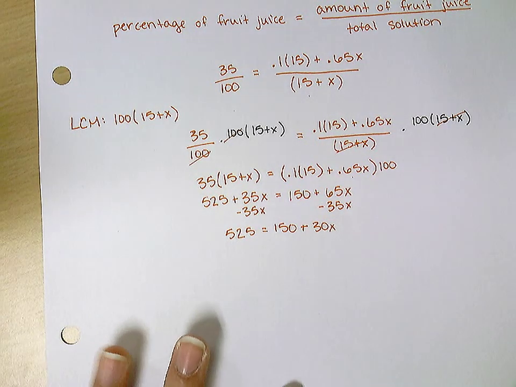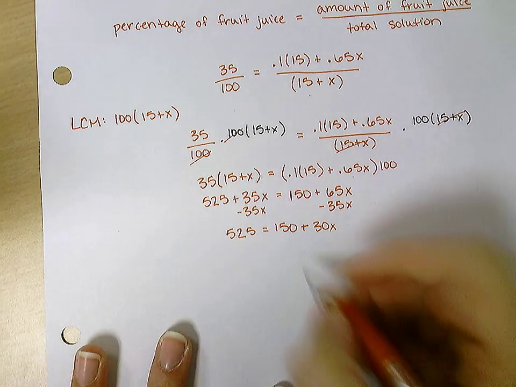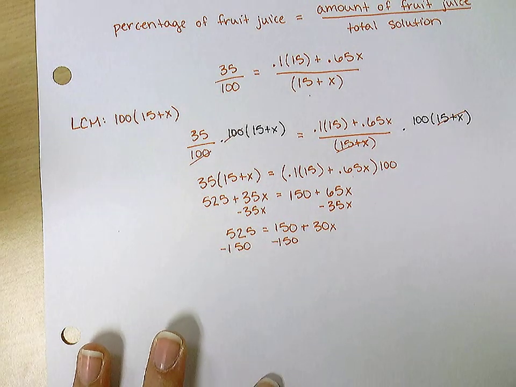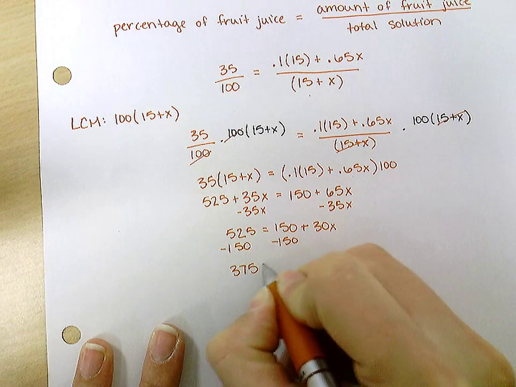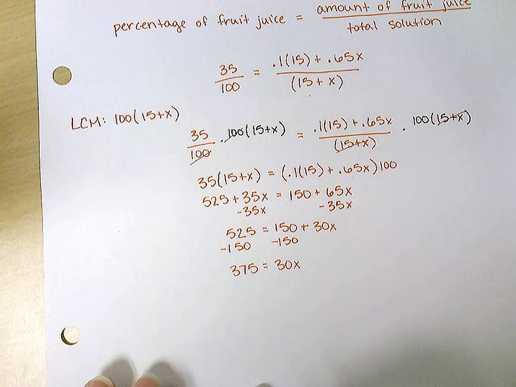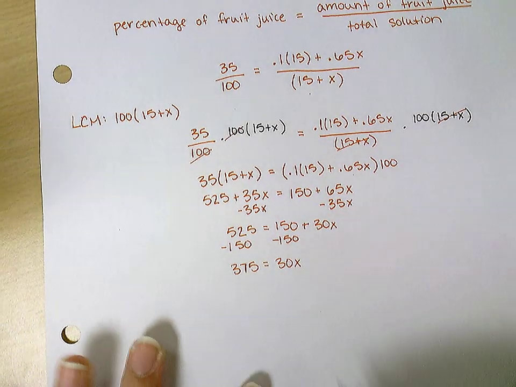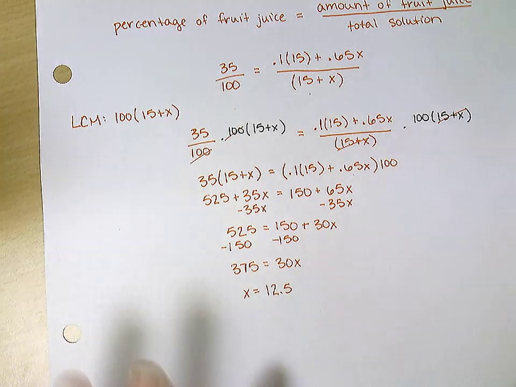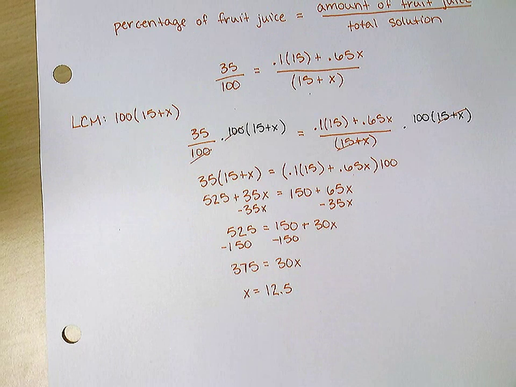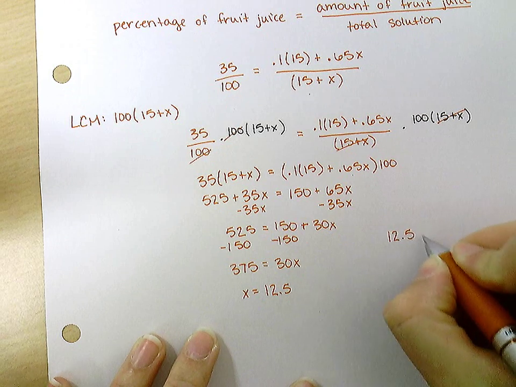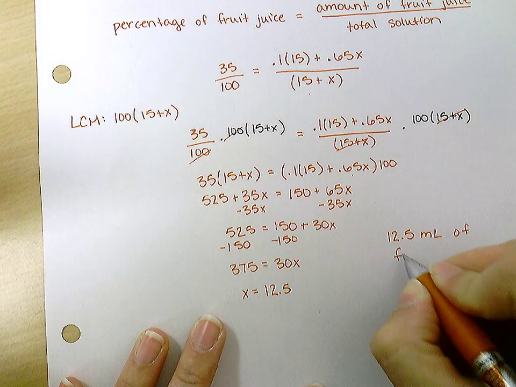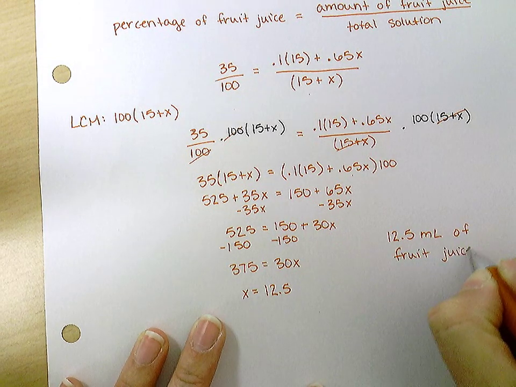So I have 525 is equal to 150 plus 30x. Subtract 150, and get a decimal. Divide both sides by 30. It's 12.5. So you need to add 12.5 milliliters of fruit juice solution.